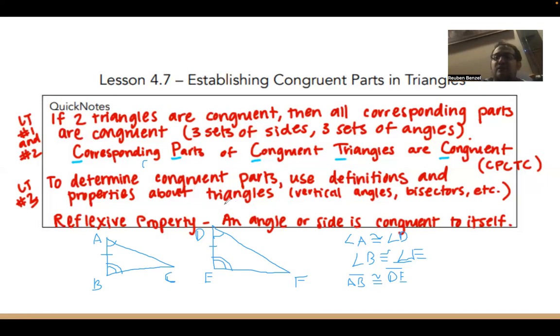A lot of times congruent parts will be given to you in the diagram. However, you might see situations with the words bisector or vertical angles, or the fact that the triangle is isosceles, that will give it away. And this reflexive property is useful when I have two triangles next to each other, maybe forming a quadrilateral, where a side is congruent to itself.